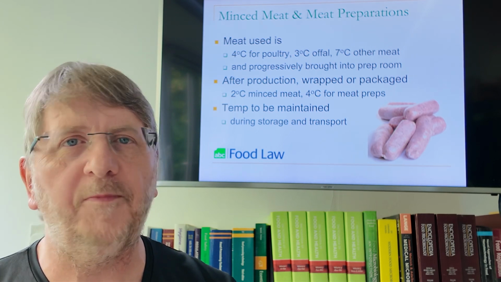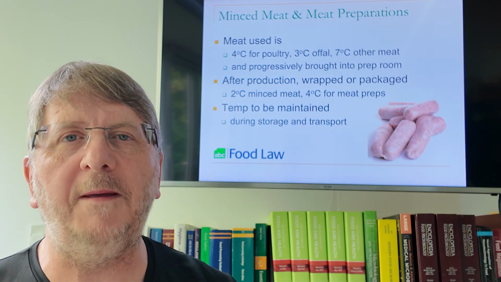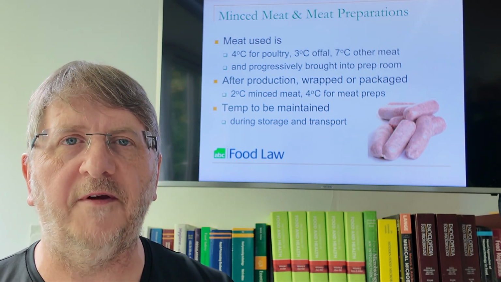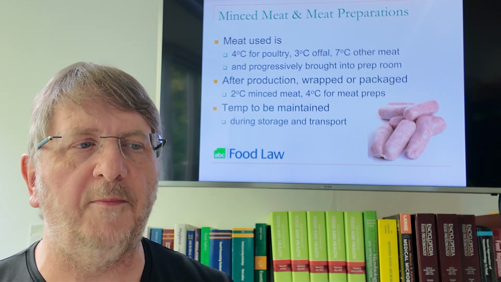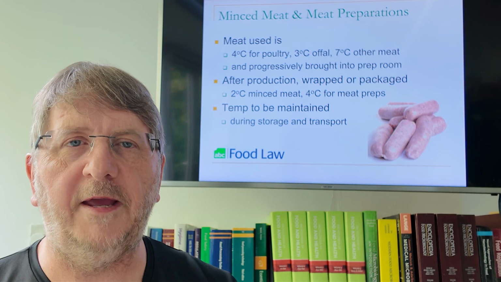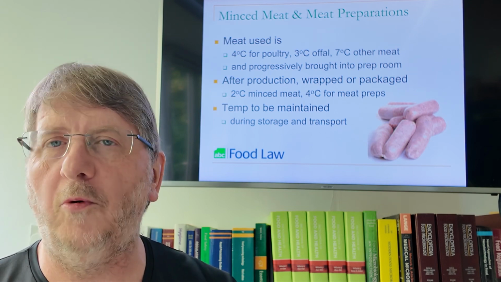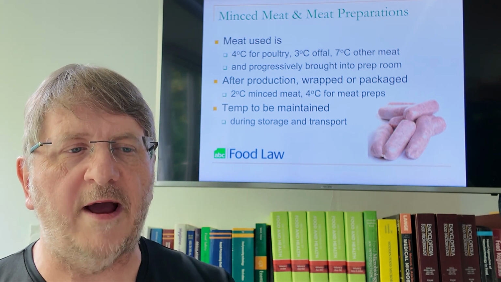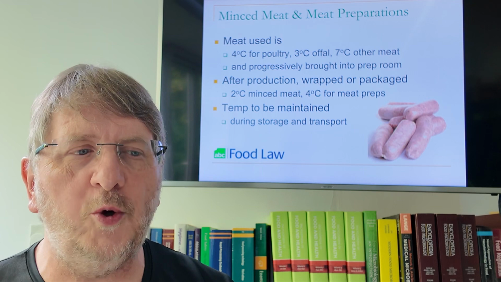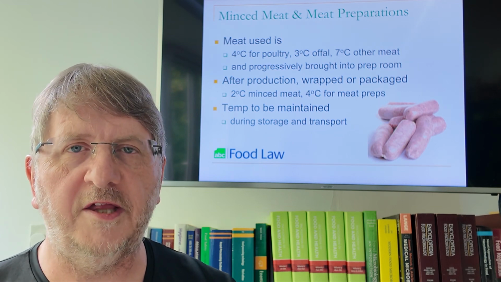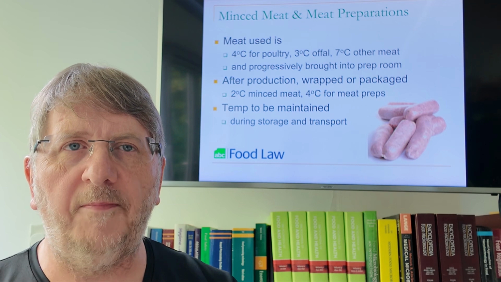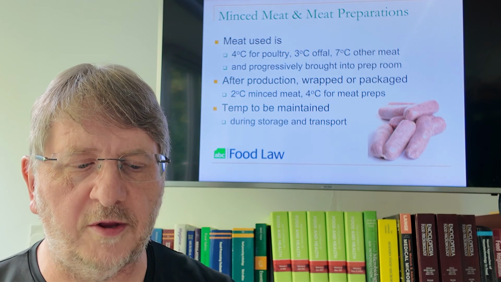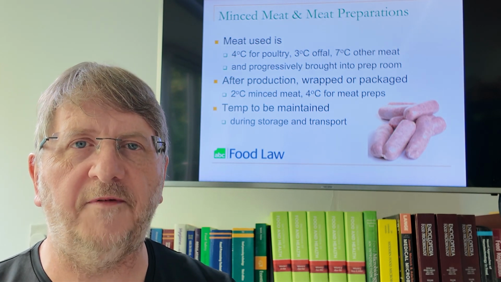For example, if you make minced meat and meat preparations. Meat preparations are things like raw burgers, raw sausages, something like that. Then there are very specific temperature requirements that kick in. So, for example, the meat used for poultry must be no more than 4 degrees. If it's offal, no more than 3 degrees centigrade. Other meat, no more than 7. After production, wrapped or packaged, minced meat should be kept at 2 degrees centigrade, 4 degrees centigrade for sausages. So you can see how there are other requirements for things like dairy products and egg products within the regulations. But you can see how they go into very specific detail.